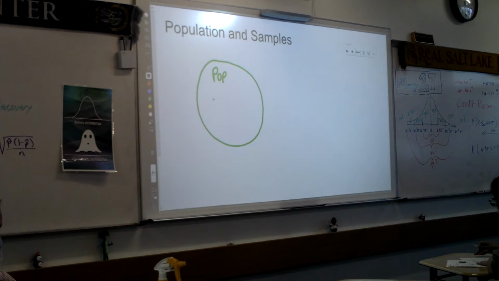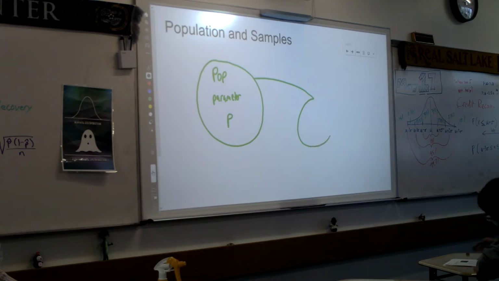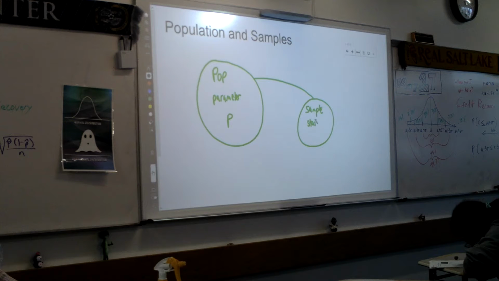So in our population, there's a parameter. It's something we want to know. Let's call that our population proportion. How about that? But again, if we talk to everyone, we call that a census. It takes too long. So what we do instead is we take a sample. And from that sample, we can get a statistic, that's a characteristic of our sample.